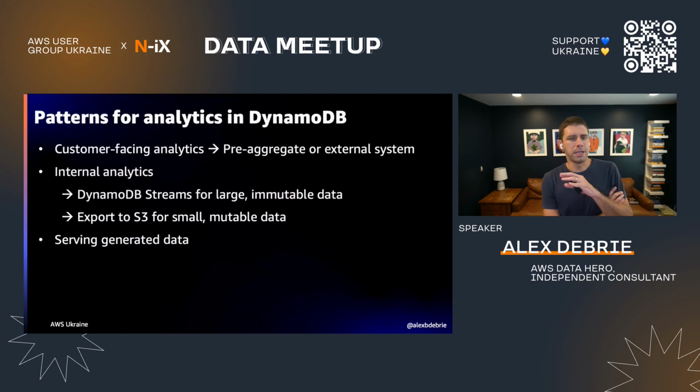So those are the three big patterns for Dynamo. Again, think of what sort of needs you want. Hey, is it customer-facing analytics? Well, then I'm probably going to need to do some pre-aggregation. If it's very flexible, I'll look to an external system. If it's internal analytics, how am I going to get that out of DynamoDB efficiently?